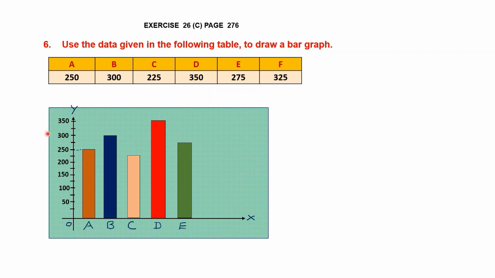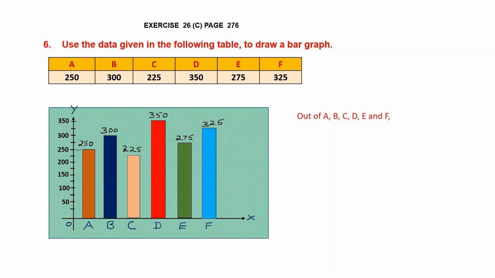Now 325 on the y-axis is between 300 and 350, this marking in between. So your bar should be in line with 325. So we have the next one, that is F. This is 325. So we have all our bars. Let's write our numbers. A is 250, so that's 250. B is 300. C is 225. D is 350. E 275 and F 325. So we have our bars all done on the graph.